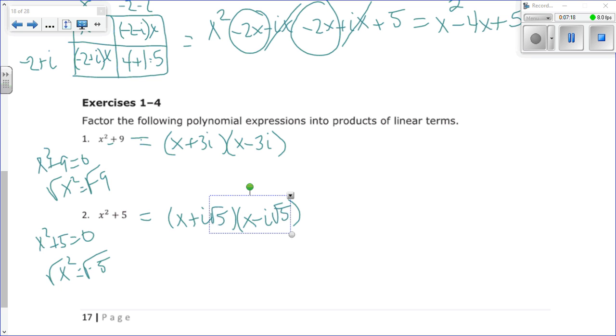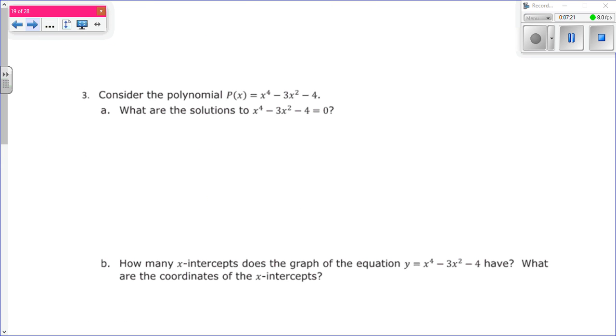All right, moving on. Consider the polynomial p of x equals x to the fourth minus 3x squared minus 4. What are the solutions? Well, in order to solve this, I need to factor. So this factors into x squared and x squared. And factors of 4 that subtract to give me 3 are 4 and 1. And it's going to be negative 3, so it's minus 4, plus 1.